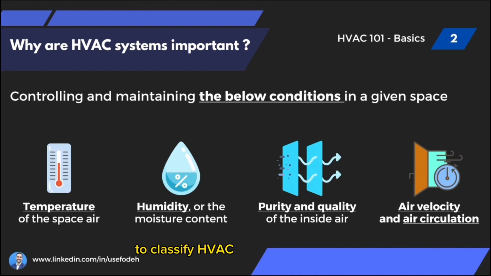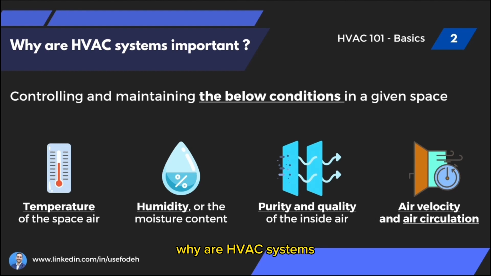To classify HVAC systems and their applications, we can categorize them into two different, let's say, functions. The first is comfort HVAC systems, used usually in homes, offices, restaurants, hospitals. And the other category is the industrial type. Those are used in warehouses, industries, factories. So these are the two major applications.